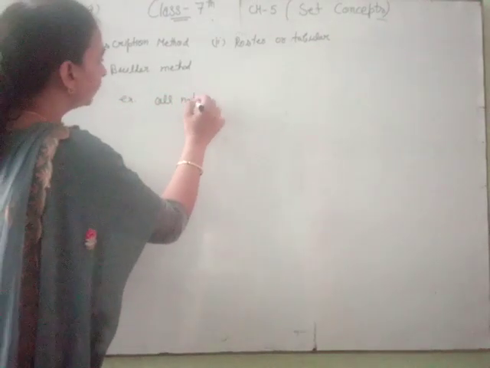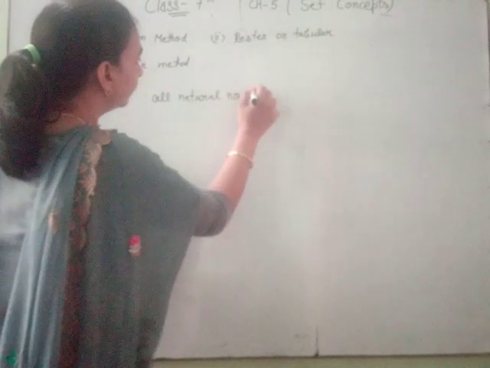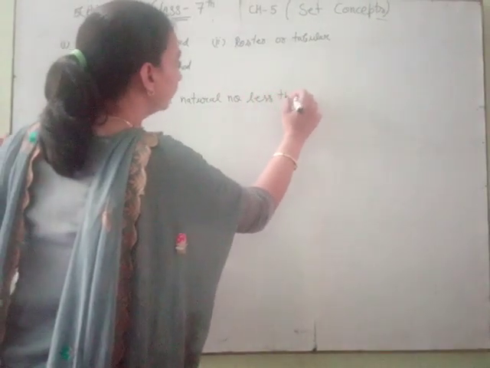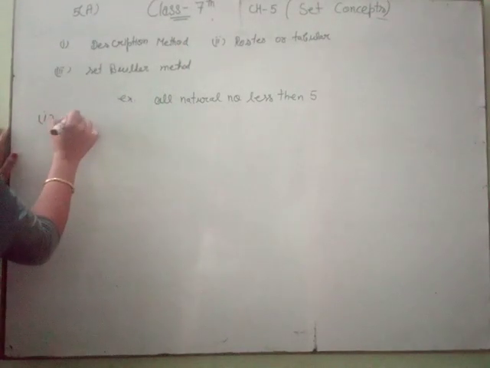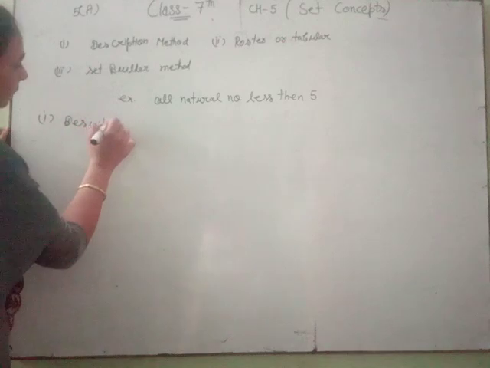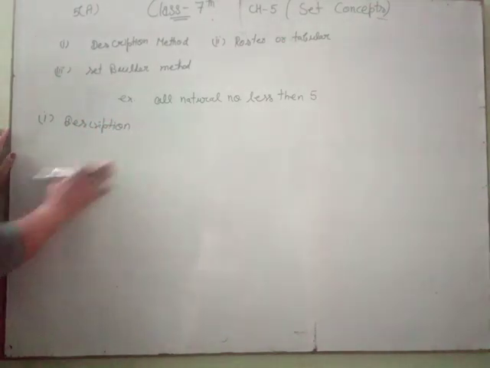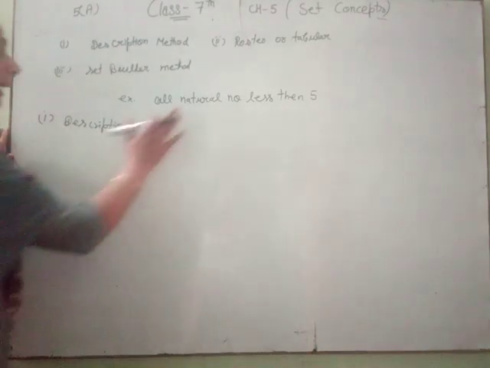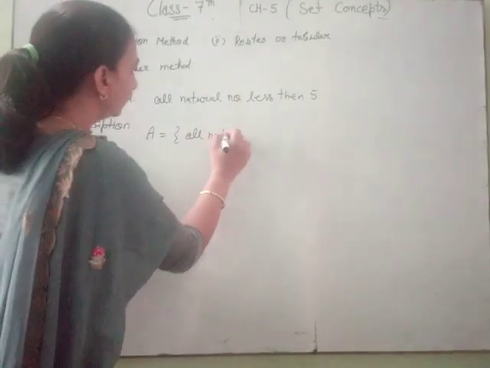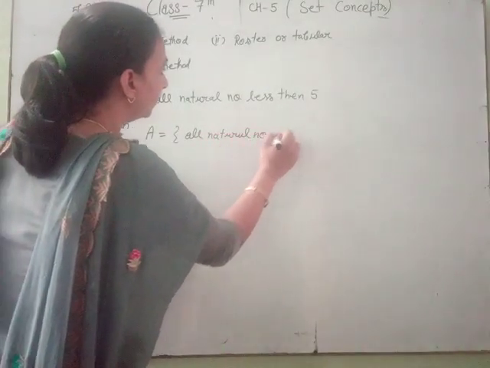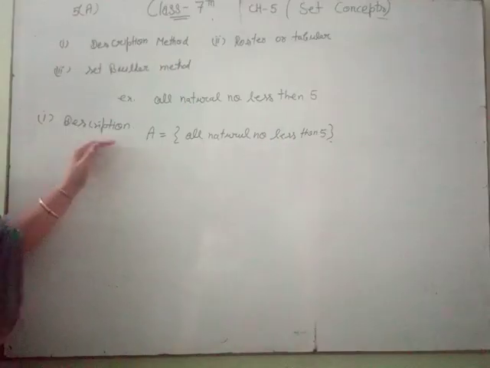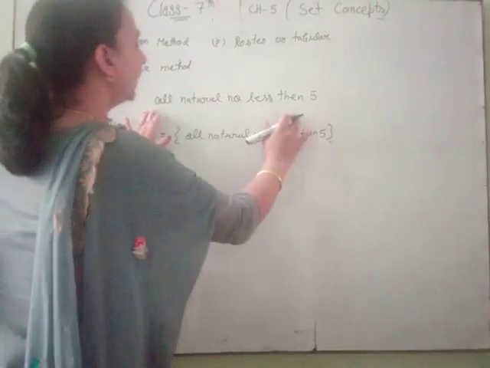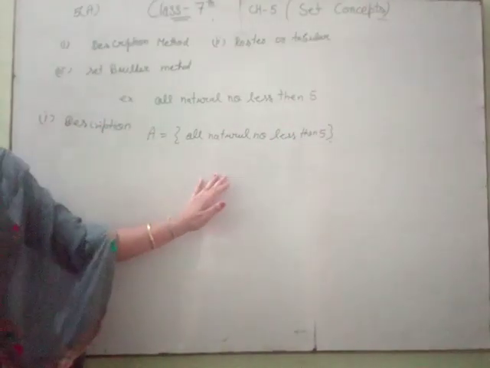We take an example: all natural numbers less than 5. First is the description form. What is the description form of this example? We write it as it is. Let set A be all natural numbers less than 5. Okay, this is a description form. We put this complete statement in curly brackets, and this is a description form.